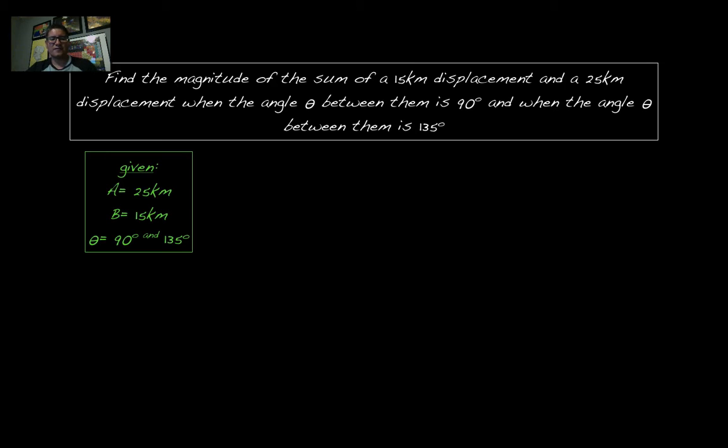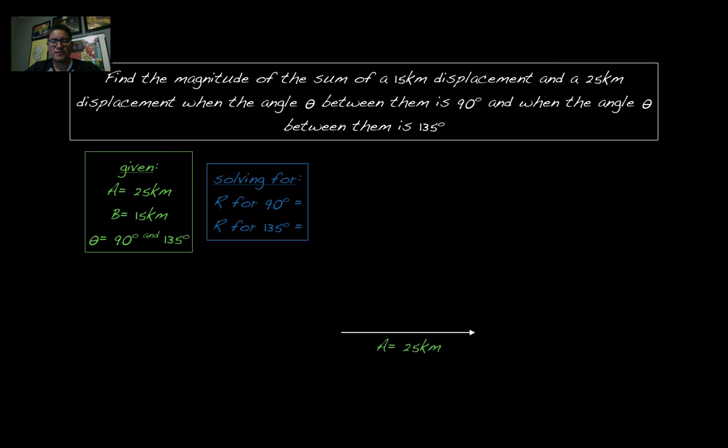So here are my givens. I know that side A is 25 and B is 15 kilometers. And then I have two thetas that I'll be working with. So I'm solving for R, for 90 degrees and R for 135 degrees. So here again, here is my side A, 25 kilometers. And side B, I've already put it together from head to tail. So I can see my two vectors, putting them together. And then when I add those two vectors together, I get a resultant vector, R. And this R is at 90 degrees. So these two vectors are at 90 degrees apart.